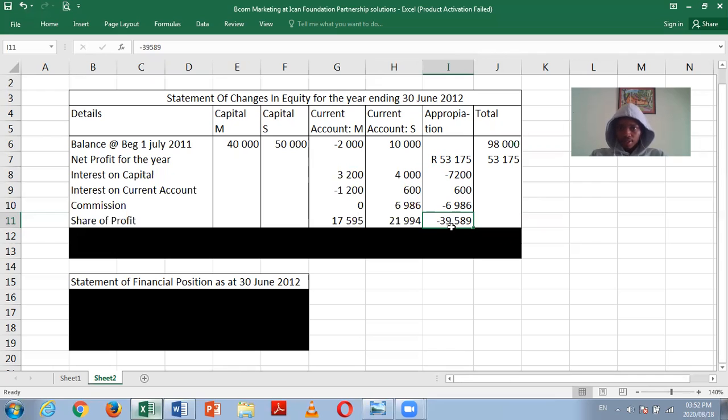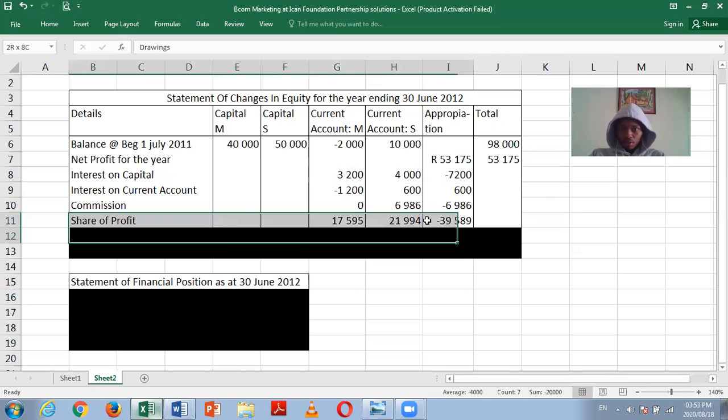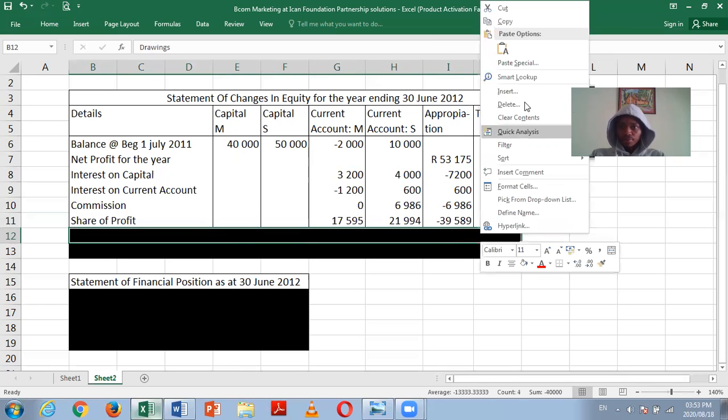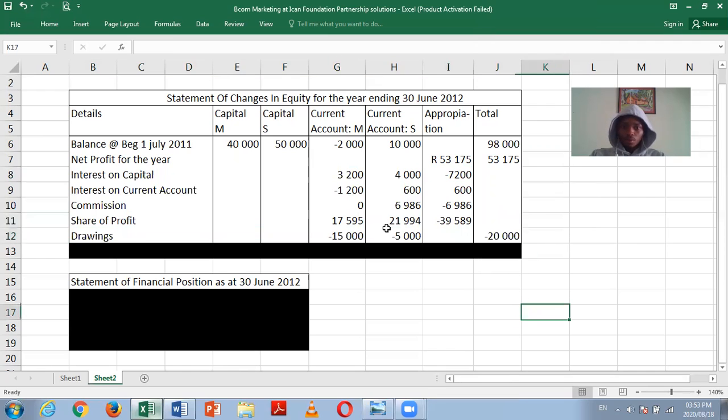So if you look at this and you go back and look at the journal, whatever is minus, it's on the debit side of the ledger for appropriation, and whatever is positive, it's on the credit side of the ledger, right? And then lastly, what do we have? Drawings. So remember I told you that drawings decrease what? Your equity account. So we have drawings on the debit side of the current account, so they have to decrease our current accounts, right? And then drawings don't affect your appropriation, and then you put them straight to the total column as a negative figure.